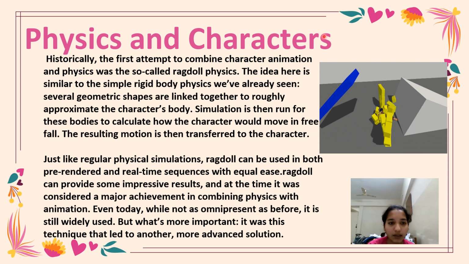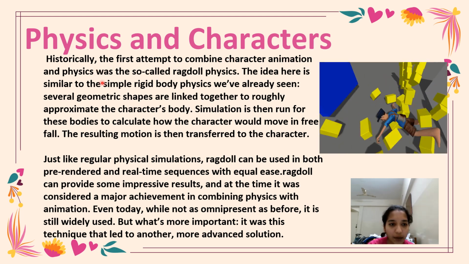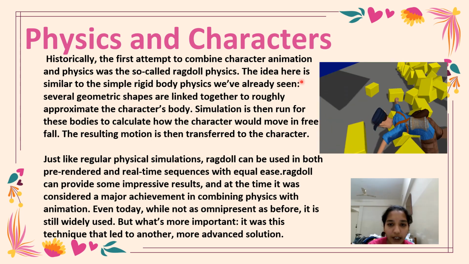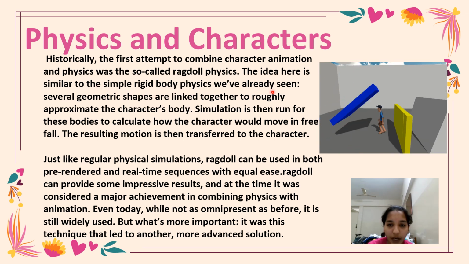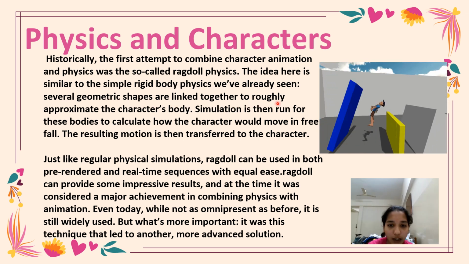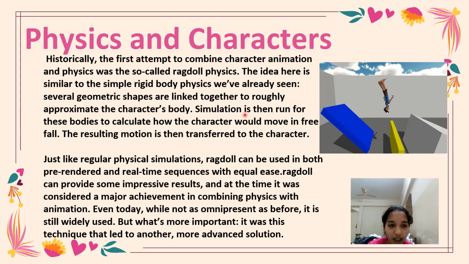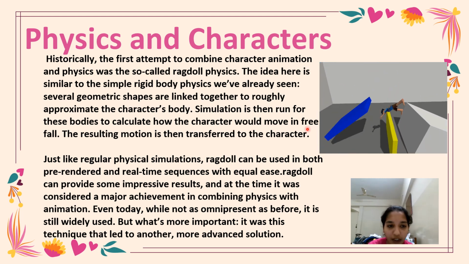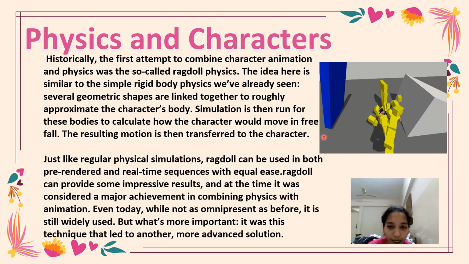Physics and characters. Historically, the first attempt to combine character animation and physics was so-called ragdoll physics. The idea here is similar to the simple rigid body physics we have already seen. Several geometrical shapes are linked together to roughly approximate the character's body. Simulation is then run for these bodies to calculate how the character would move in free fall. The resulting motion is then transferred to a character.